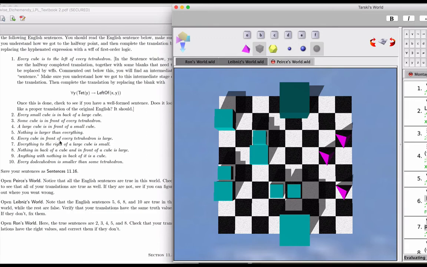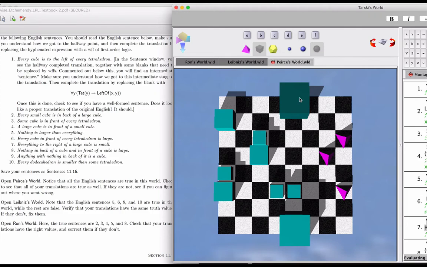Number 6, every cube in front of every tet is large. So even though this cube is large, it is in back of the tets, and the sentence says only that all the cubes in front of all the tets are large. So these tets, although they're not large, are not in front of all the cubes. All of these cubes are on the same row as this tet, but the one cube that is large is in front of every tet.